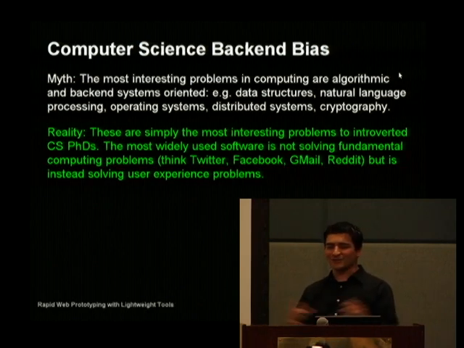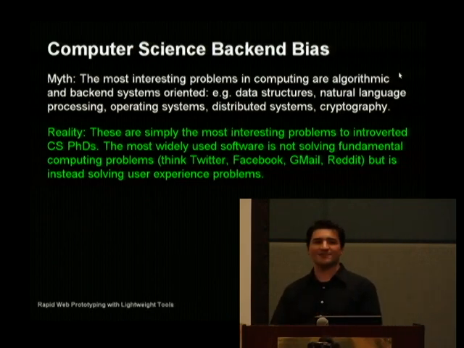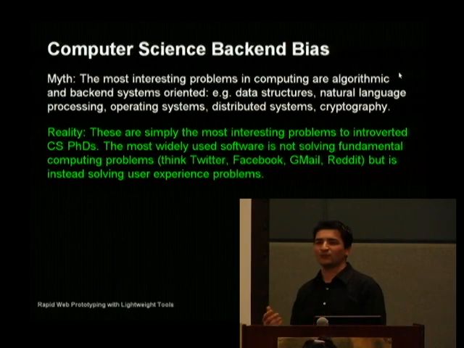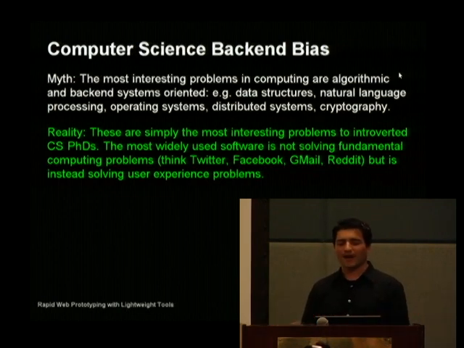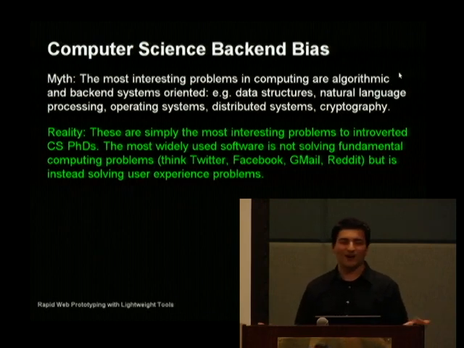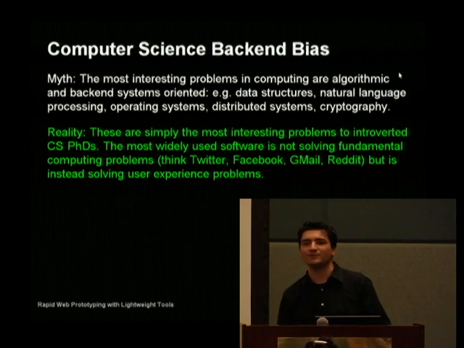So the most widely used software in the world doesn't really deal with these problems, or if it does, it outsources it to system software in an open source library some way. If you think of Twitter, Facebook, Gmail, and Reddit, what makes these tools so compelling to users isn't that they had really good queuing software, to take the example. What made them compelling is that they captured a user experience that people cared about.